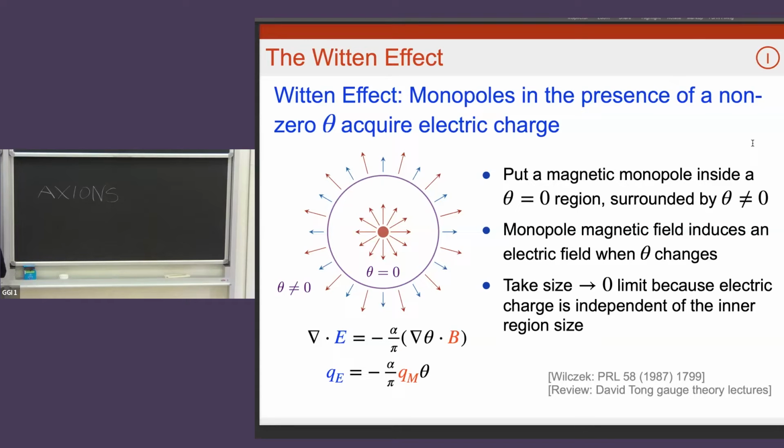And I guess I should comment that technically you really just need to take this to the radius of the monopole. You don't necessarily need this to be 0 if you're not talking about a point monopole. It's good enough to take it to the monopole radius. So this type of argument tells us that monopoles in the presence of a non-zero theta acquire electric charge. That's step 1.